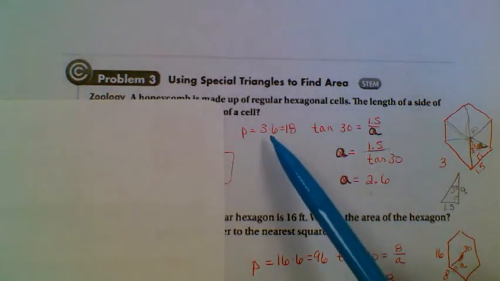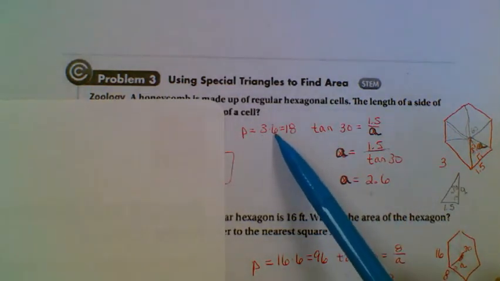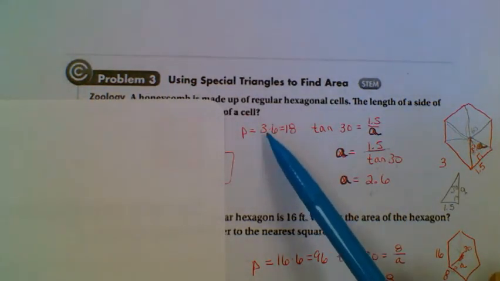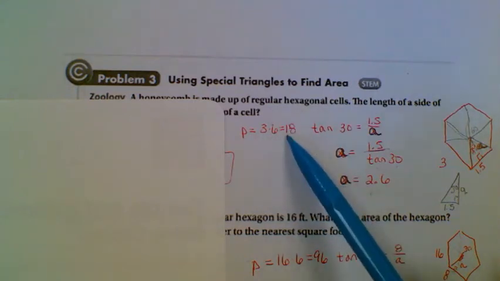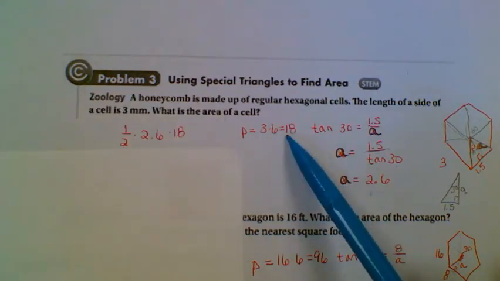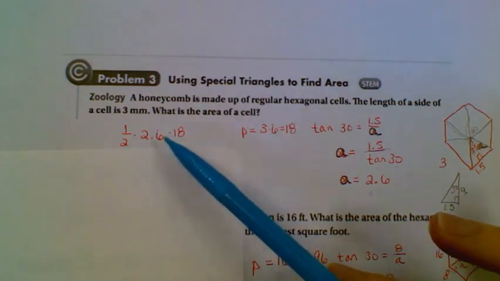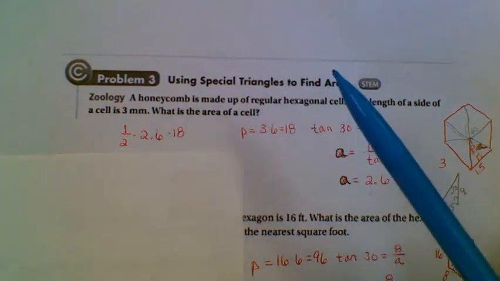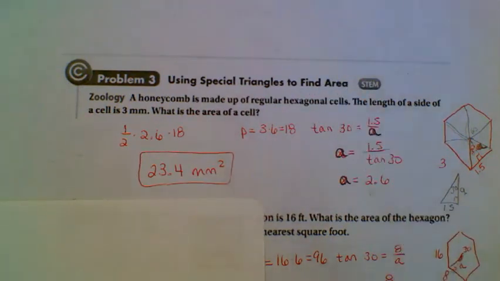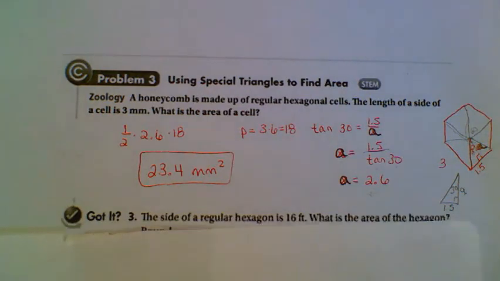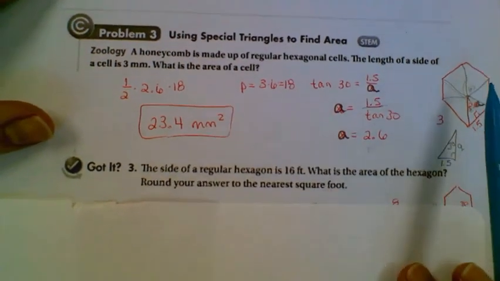Now I need to find my perimeter. My perimeter is just my side length times how many sides I have. So I'm going to do 3 times 6, which is 18. Now I'm ready to just plug everything in. So I have a half times my apothem, which is 2.6, times my perimeter, which is 18, and then I round to the nearest tenth. So I get 23.4. So now pause the video and try the got it question.